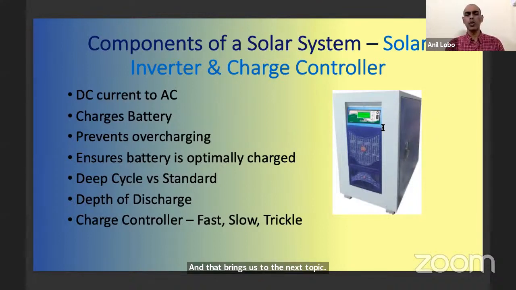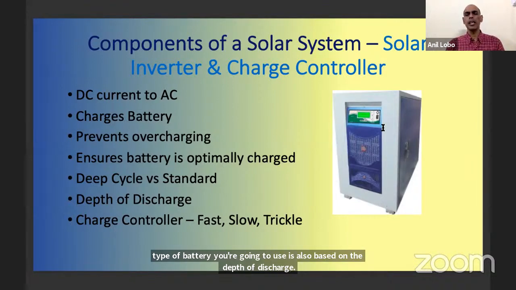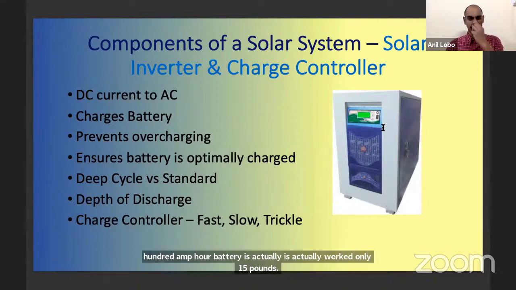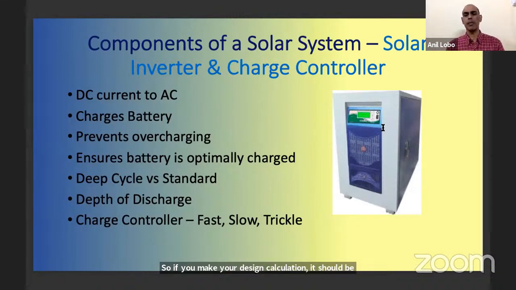What type of battery you're going to use is also based on the depth of discharge. Lead acid batteries typically can discharge up to 50% of their capacity. So if you have a 100 amp hour battery and a depth of discharge, or DOD, of 50%, your 100 amp hour battery is actually worth only 50 amp hours. So your design calculation should treat it as a 50 amp hour battery, not a 100 amp hour battery. Whereas lithium batteries can be discharged almost up to 99.5%. I mean, theoretically, you can discharge 100%.